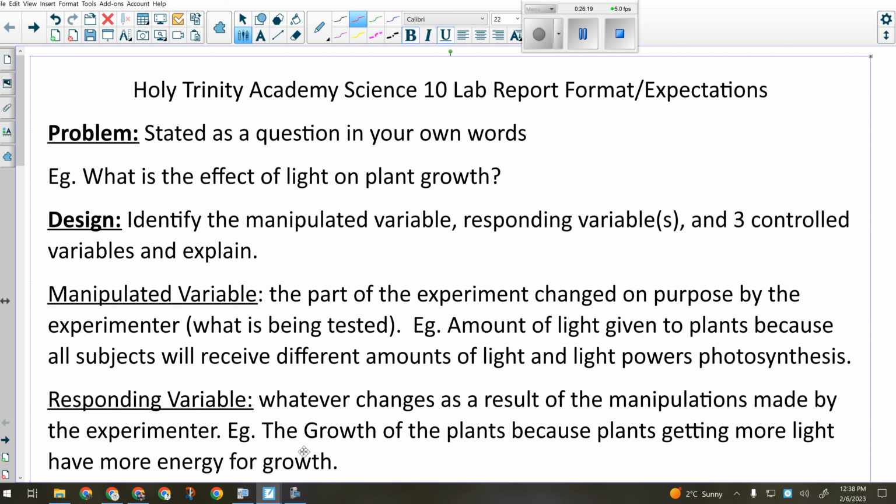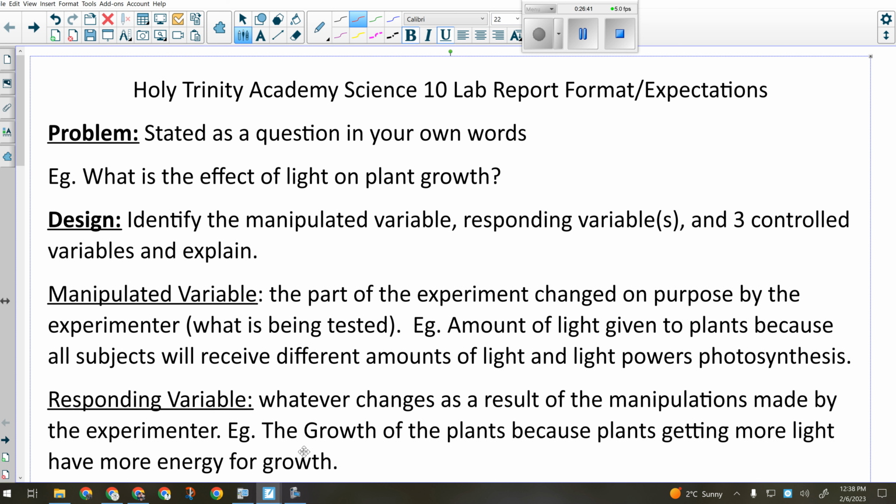So a manipulated variable, there's only ever one. Responding variable, sometimes there can be more than one, but more often than not, it's just one. And 3 controlled variables. There's often more than 3, but I only require you to identify and explain 3. All right, so let's say we're doing this lab on light and plant growth.